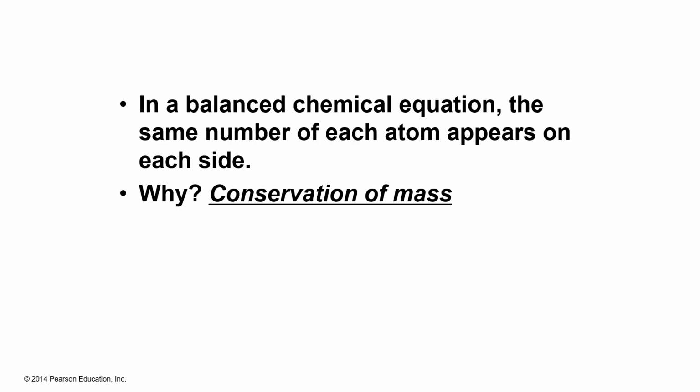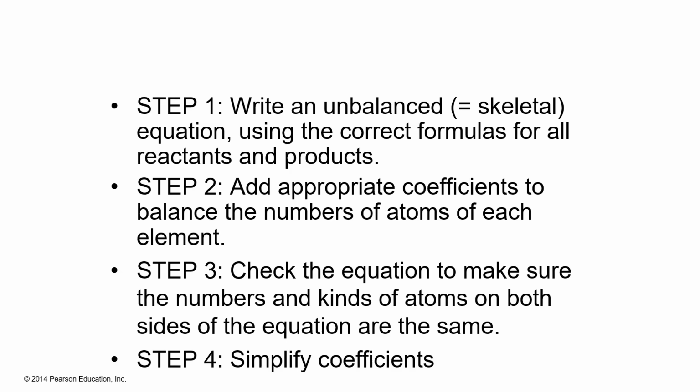The next step in writing a chemical equation is we have to balance it. So in a balanced chemical equation, the same number of each atom appears on each side. Why? Conservation of mass. During a chemical change, the total mass is conserved. The atoms are the same. They are just rearranged in a different form. So let's look at the steps for balancing a chemical equation.